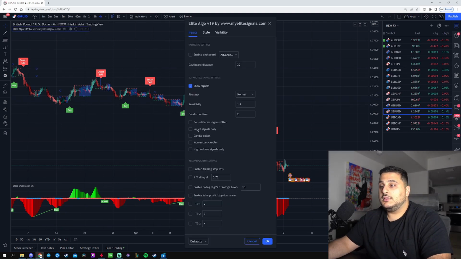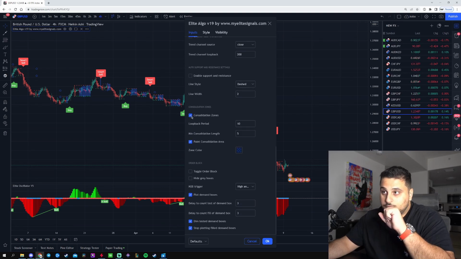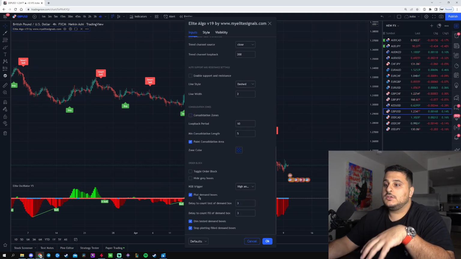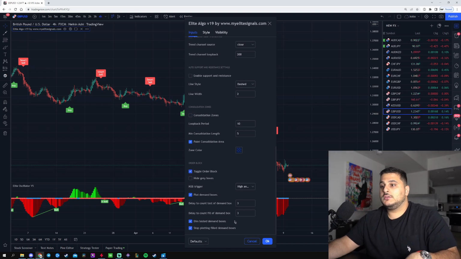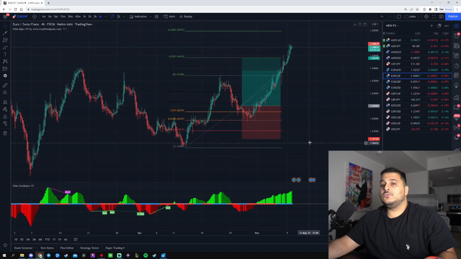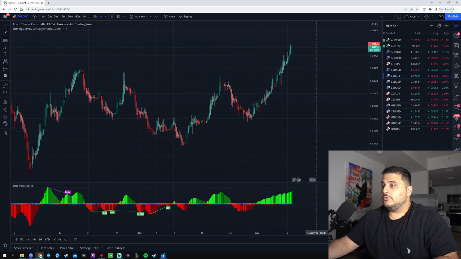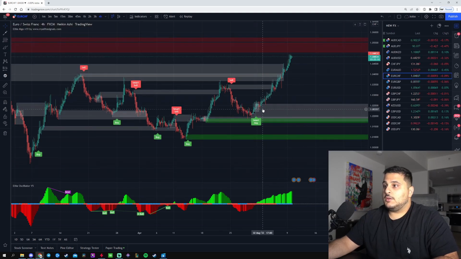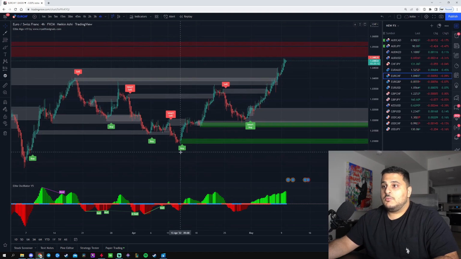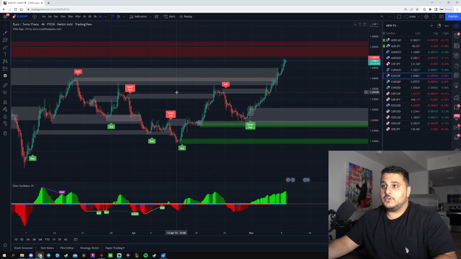Now, let's talk about the last feature available over here. We're going to go ahead and turn off consolidation zones and turn on order blocks. Now, what order blocks does is it gives you supply and demand zones, right? So this is one of the trades I previously took. Let's go ahead and remove that. And we can see that we had a buy signal right there on that trade. But other than that, we can see we have green boxes and red boxes, and we have the gray boxes.